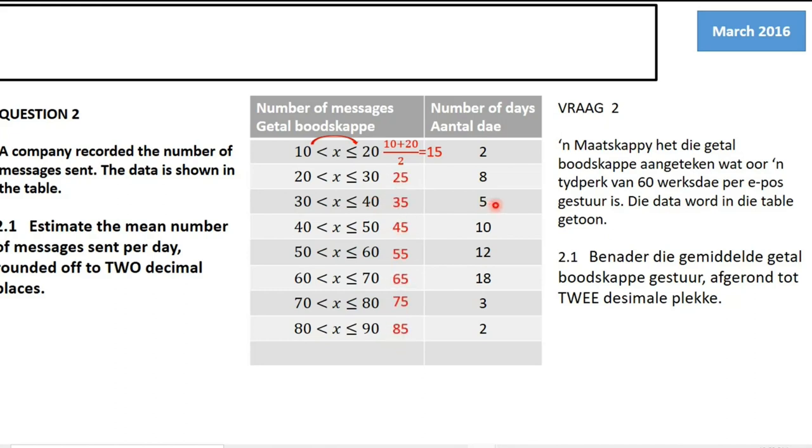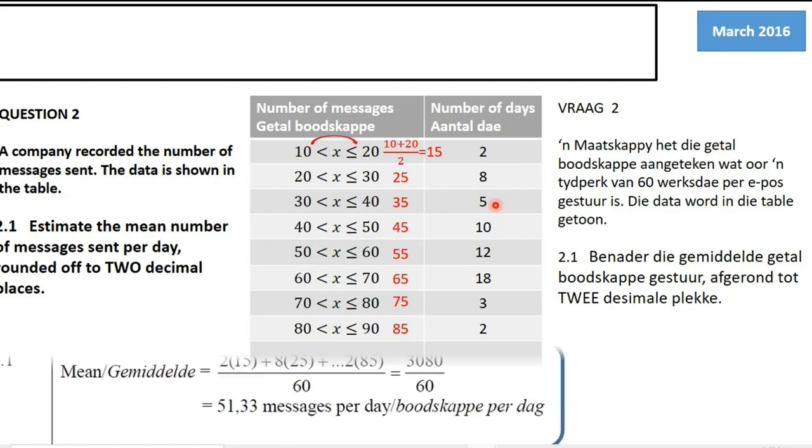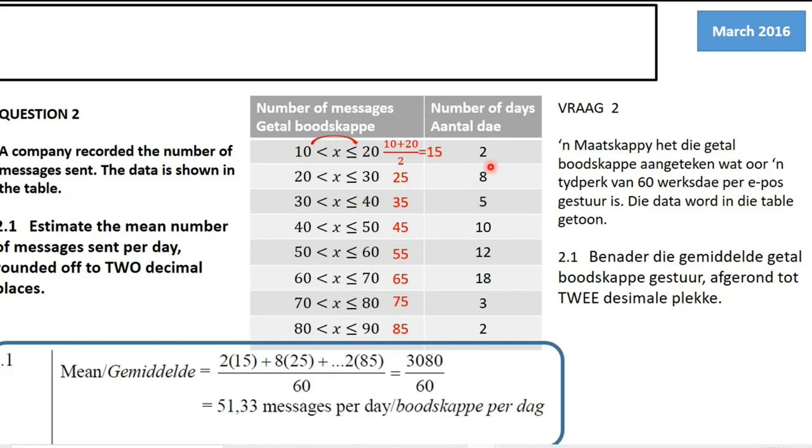Let me just run through that quickly. Can you see there's all of them? Now, we have to multiply them also. We have to go 15 times 2, 25 times 8, 35 times 5, 45 times 10. Sorry about this, but I have to go through it. 55 times 12, 65 times 18, 75 times 3, and 85 times 2. And hopefully, if you didn't make a mistake, you will get 3080. Then, what do you divide by?